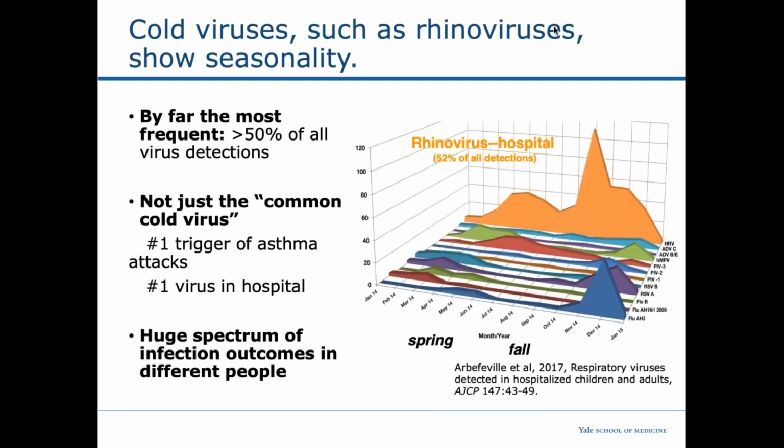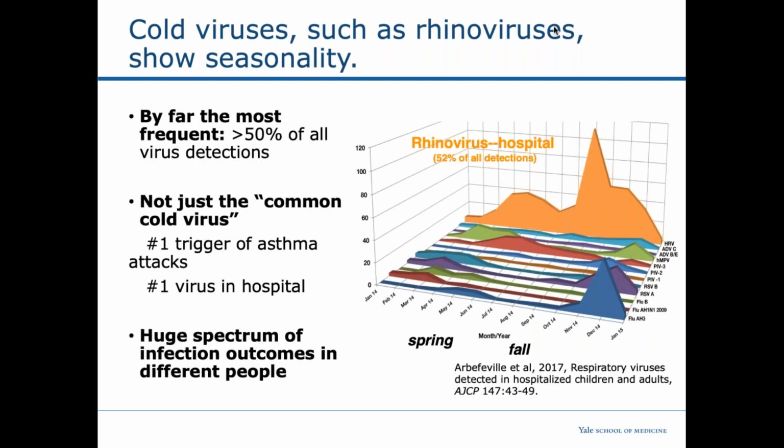So I want to start by saying a few things about cold viruses and about seasonality, because that comes up. The rhinoviruses are responsible for about 50% of all virus detections, and they're also commonly found in children with asthmatic attacks that go to the hospital.